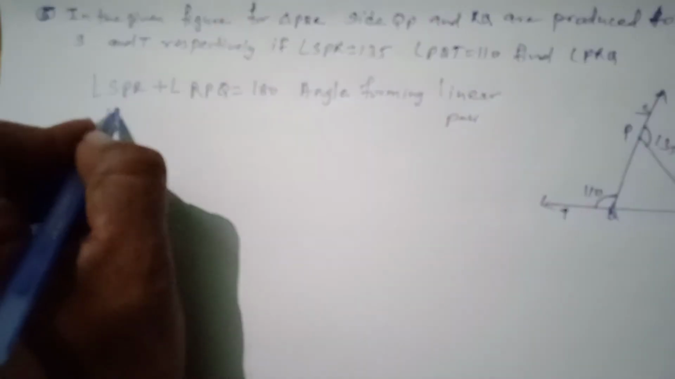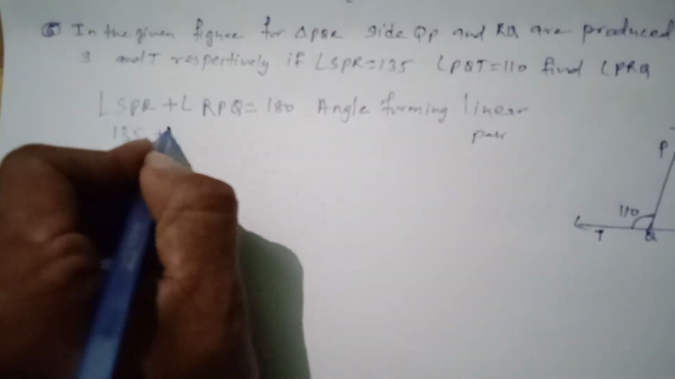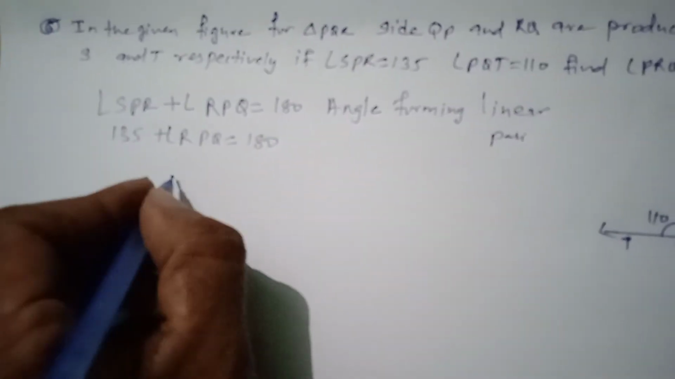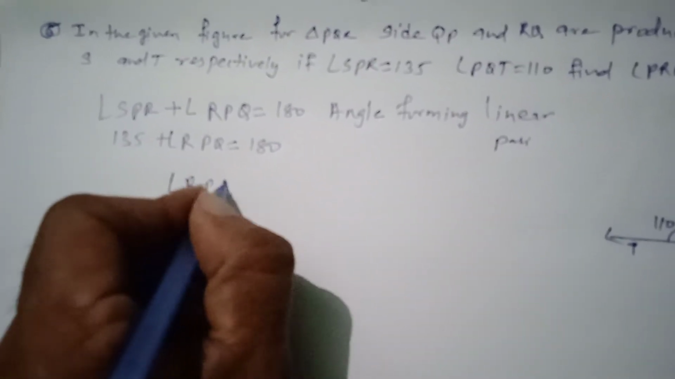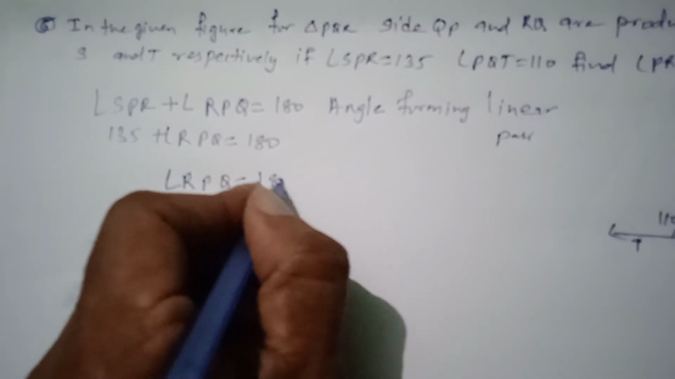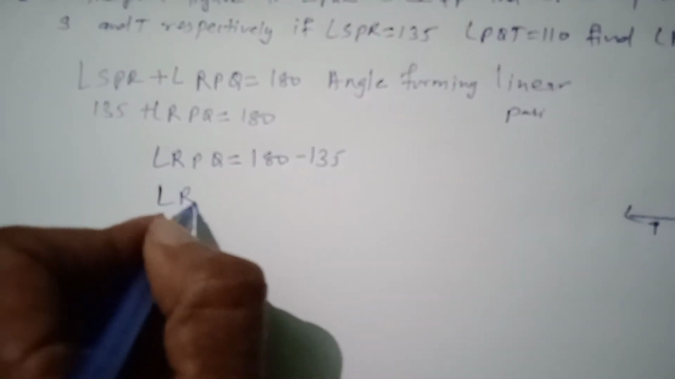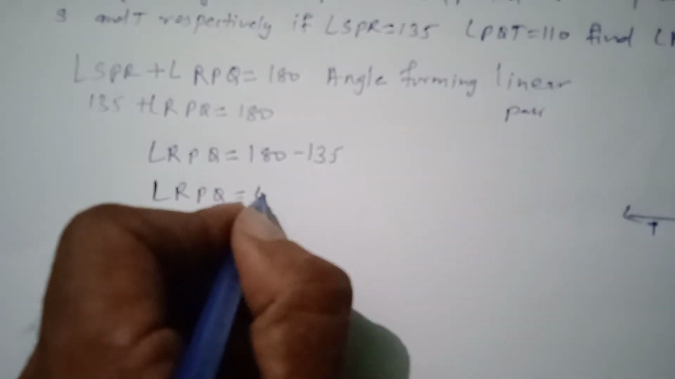Angle SPR is 135, which is given, plus angle RPQ is equal to 180, angles forming a linear pair. Angle RPQ is equal to 180 minus 135. Angle RPQ is equal to 45 degrees.